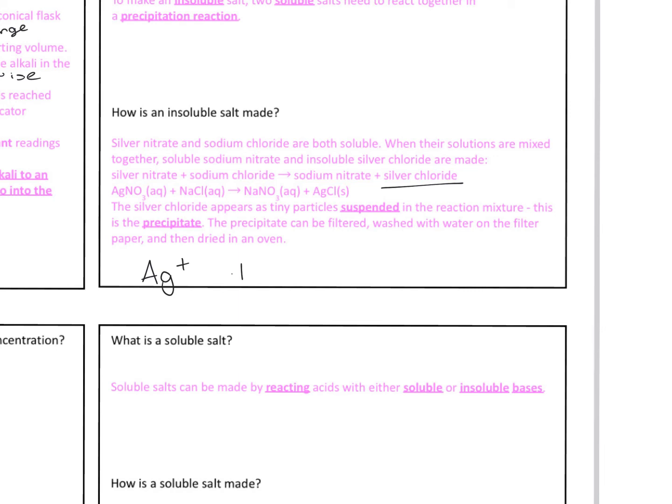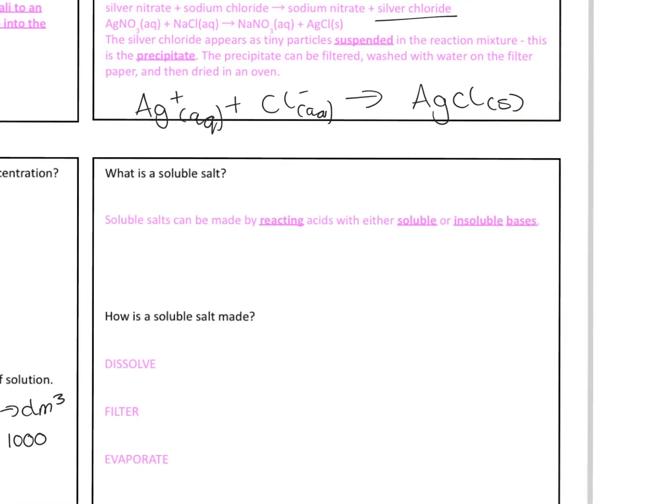So the ionic equation would be that, because they would be aqueous, because you're doing the one that forms the precipitate. Okay, you can then wash and filter that with water and then dry in an oven to get a crystal, or kind of like a crystal.